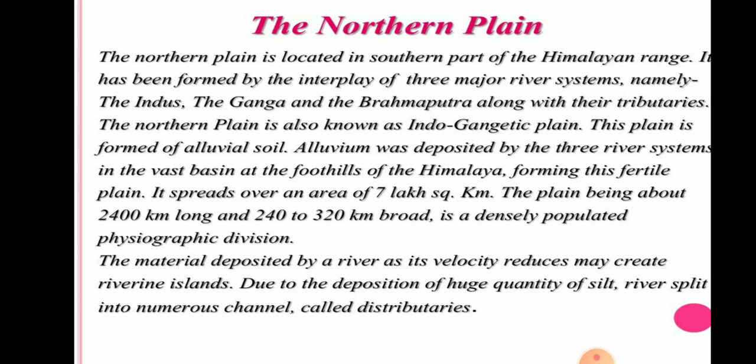So what is alluvial soil? This is a soil formed by sedimentation of fragments of rocks, or you can say deposition of sediment for a long period of time. The soil formed in that way is known as alluvial soil. So alluvium was deposited by the three river systems in the vast basin at the foothill of the Himalayas.